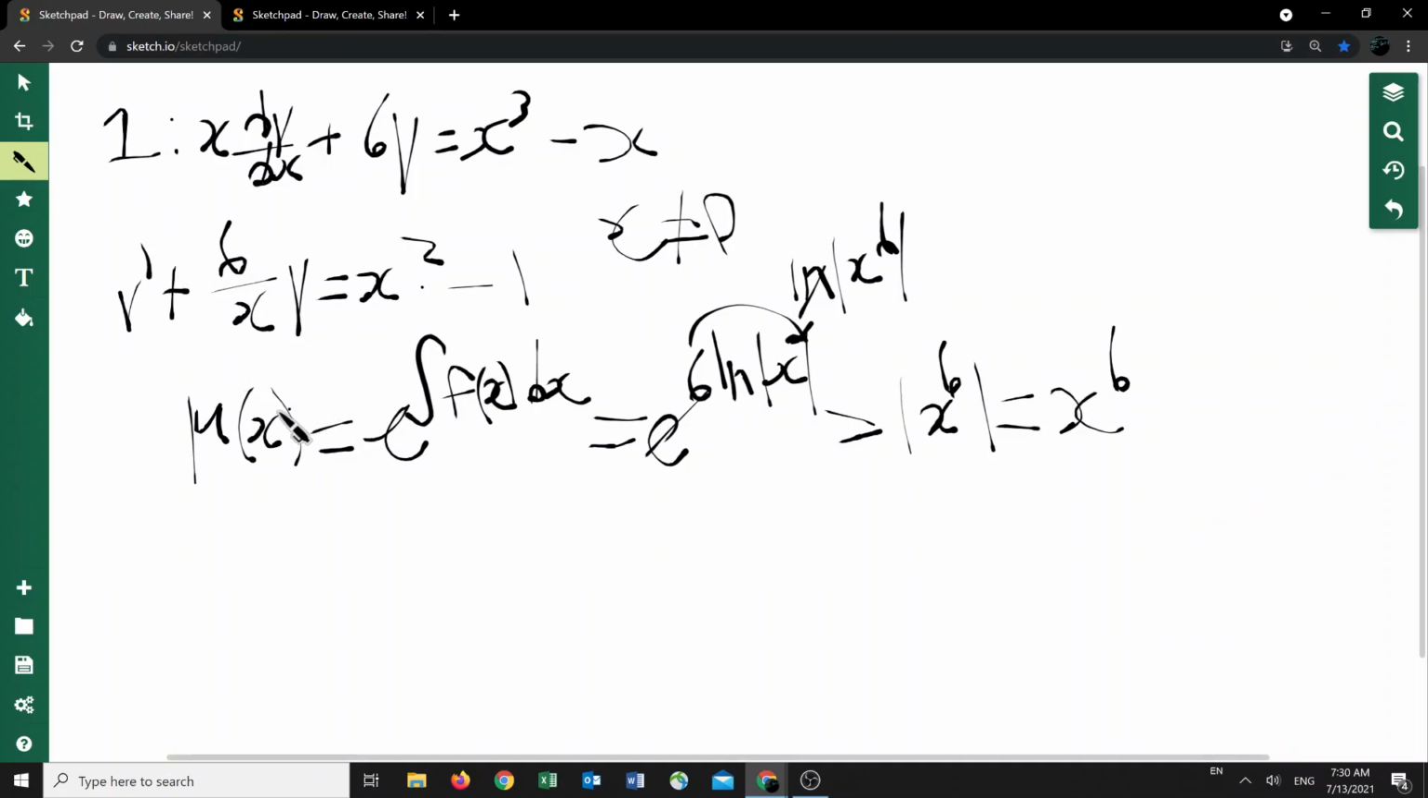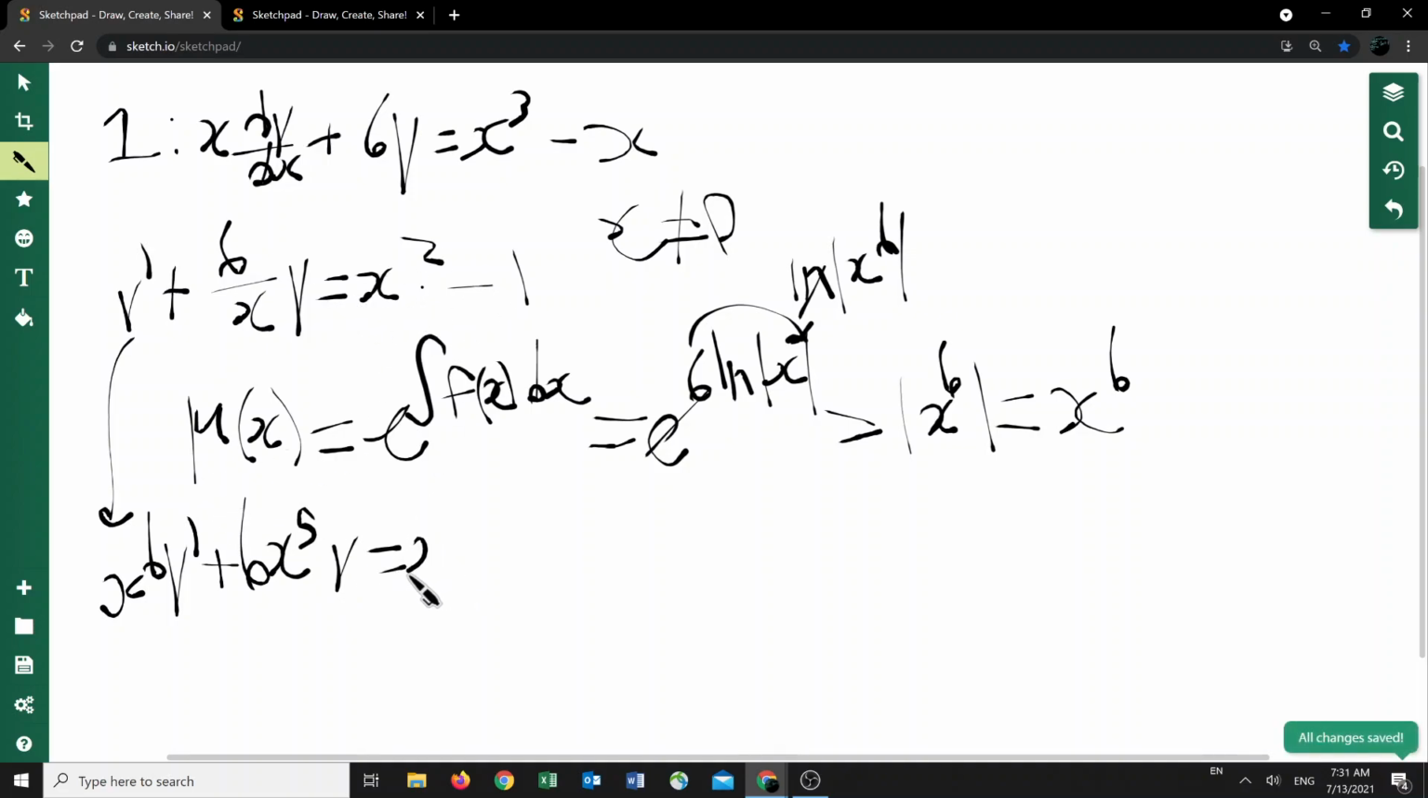Now, our next goal, maybe not so obviously, but from the previous video, is to multiply both sides of the standard form by x to the 6th. When we do that, we get x to the 6th y prime plus 6x to the 5th y equals, what do we get here? That's just x to the 8th minus x to the 6th.